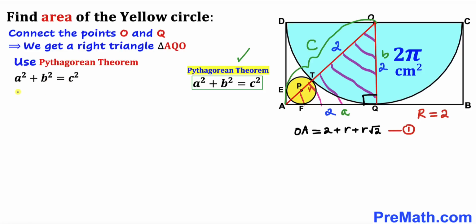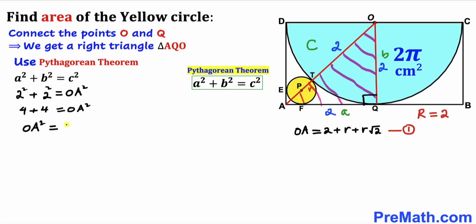A in our case is 2, so this becomes 2 square plus 2 square again equal to OA whole square. Let's go ahead and simplify. 2 square is 4 and 4 again. So if we add these, we got OA square turns out to be 8. Let's go ahead and take the square root on both sides to undo this square. So this square and square root is gone.